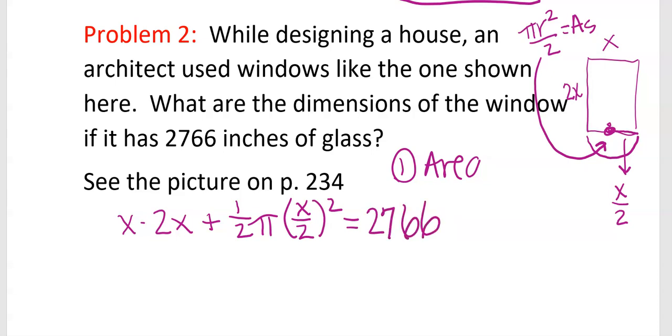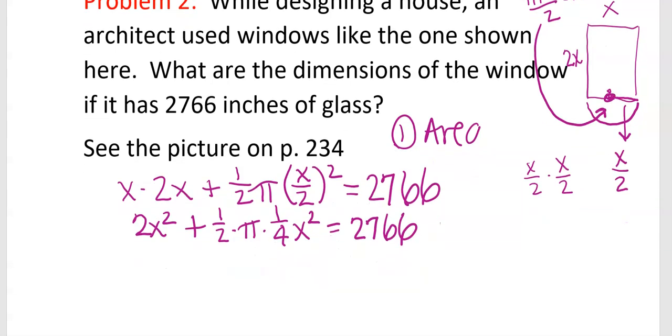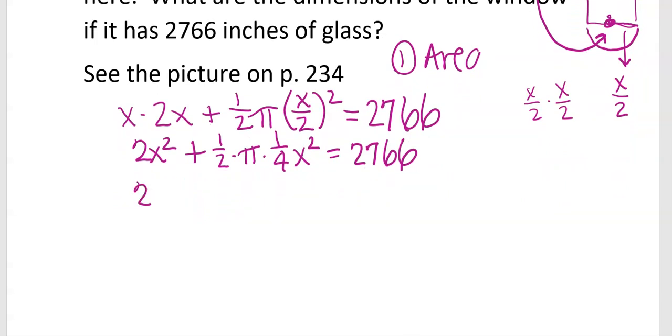And now we have to make it look a little bit better than it does right now. So here we have 2x squared. x over 2 times x over 2 would be like an x squared over 4, or 1/4 x squared. Looks funny. I'm going to simplify it a little bit more. One half times 1/4 would be 1/8. Pi x squared equals 2766.